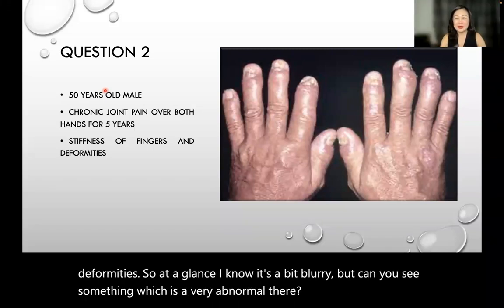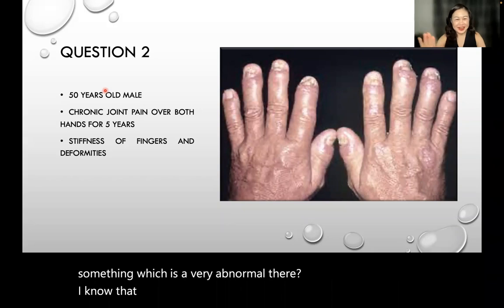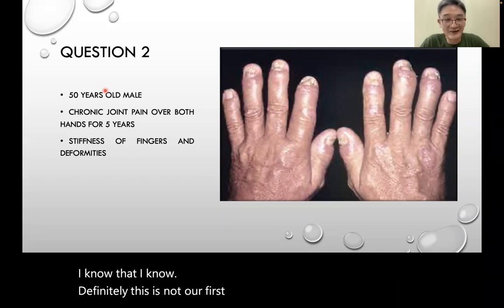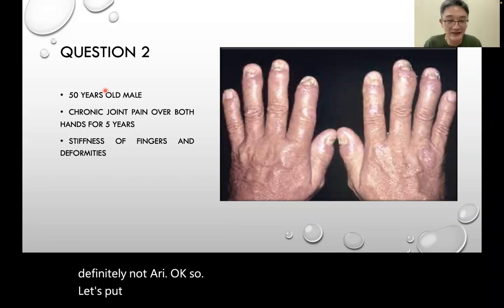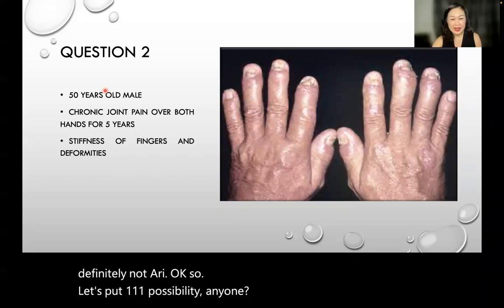Oh, I know the diagnosis. Okay, I think I know the diagnosis. Anyone? This is not RA lah. In the first case it is RA, the second case is definitely not RA. Yeah, of course, exclude one possibility. Anyone? Okay, I know. Anyone? How come this one nobody knows?